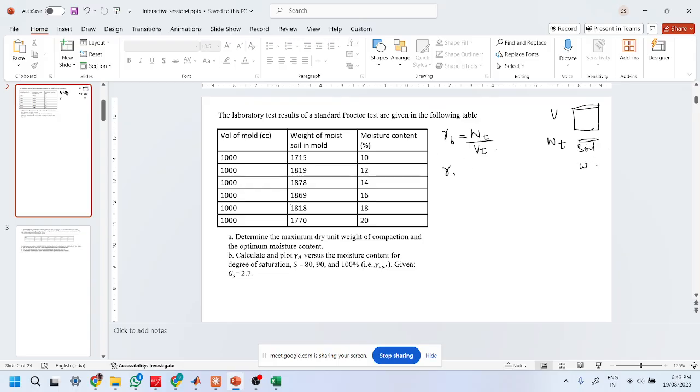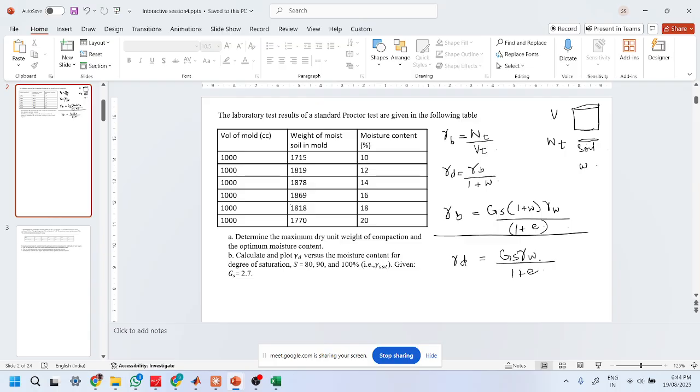You might remember that gamma d equals gamma b over 1 plus w. You can also write it as gamma d equals gamma b over 1 plus w, and gamma d is gamma b over 1 plus w. On the right hand side, you get gamma b minus 1 plus w.